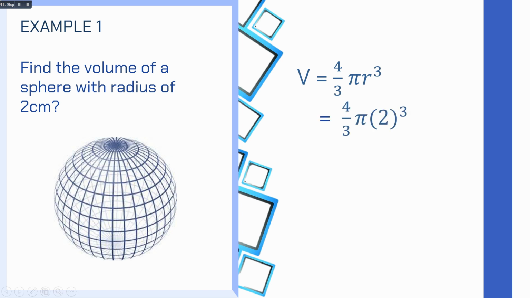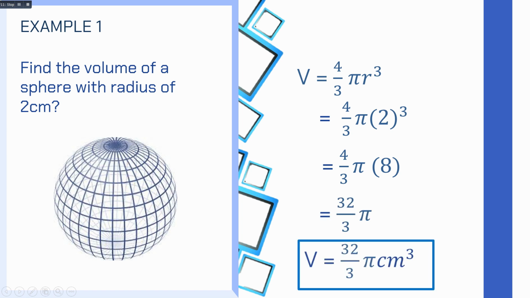Get the cube of 2, that will be 2 times 2 times 2. The answer would be 8, and 8 multiplied by 4/3. The answer would be 32/3 pi cubic centimeters.